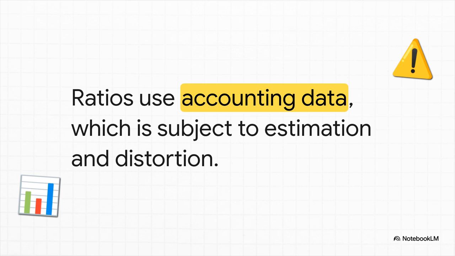Why? Well, because ratios are built on accounting data, and as any good accountant knows, that data is packed full of estimates, allocations, and, frankly, potential distortions. When you look at a ratio, you aren't staring at some absolute truth. You're looking at a metric built entirely on assumptions. If those underlying assumptions are flawed, or worse, manipulated, then your ratio analysis is going to be flawed too.